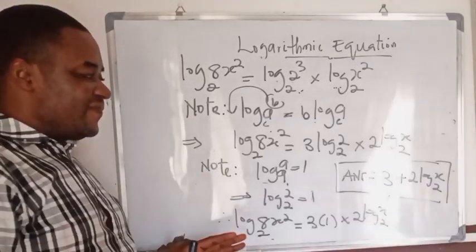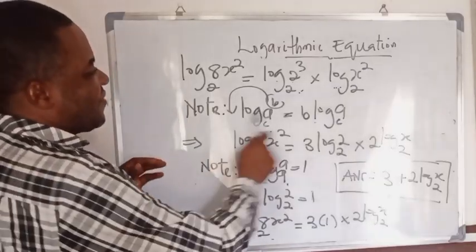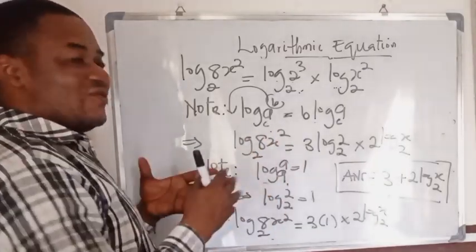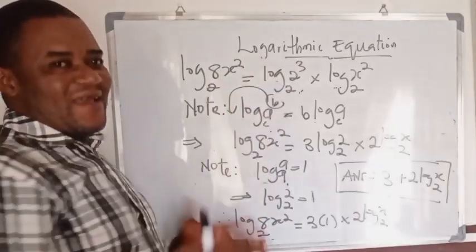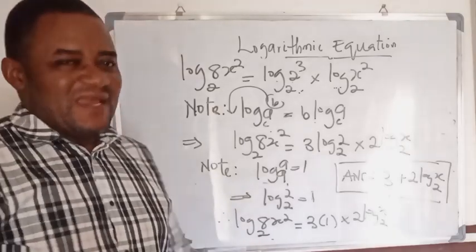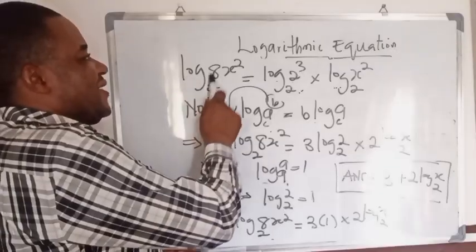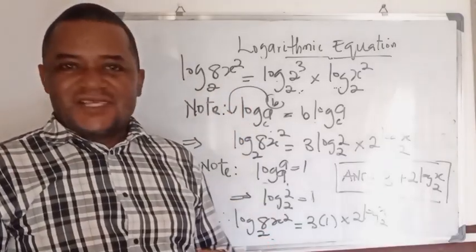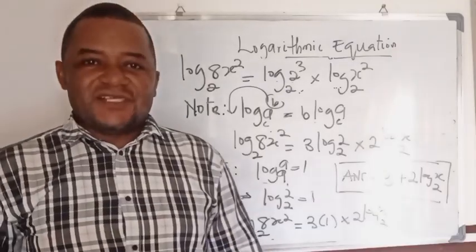All you need to know is to understand the basic logarithm rules. The basic logarithm rules to do what? To open up, to expand, and solve this logarithmic equation. I hope you had a beautiful moment with me trying to solve this problem, which says log of 8x squared base 2. Solve it. So it's been wonderful, and a very beautiful time having this class with you.